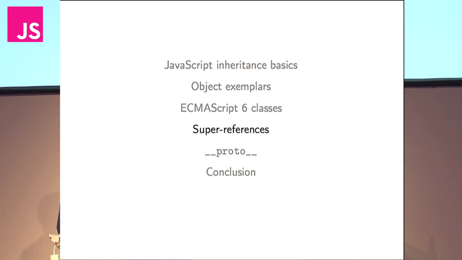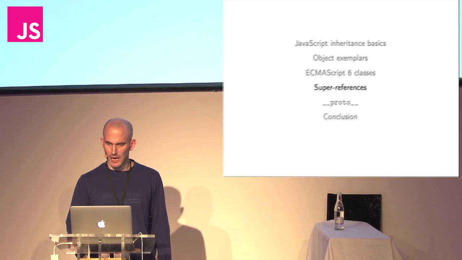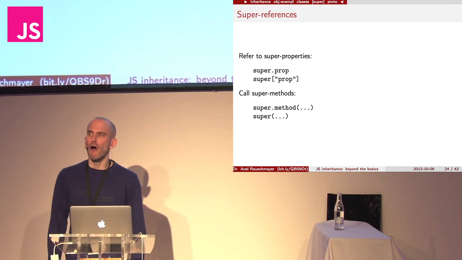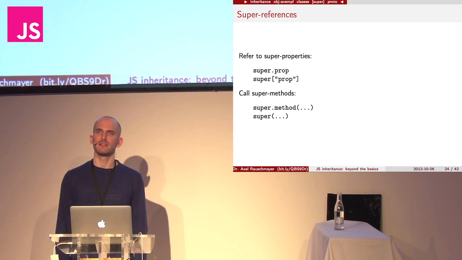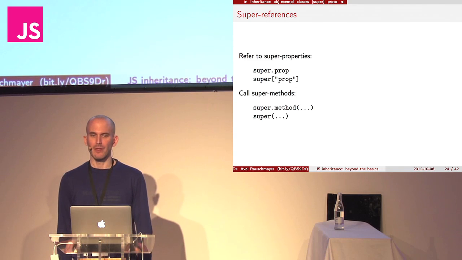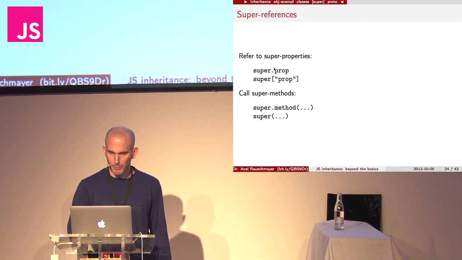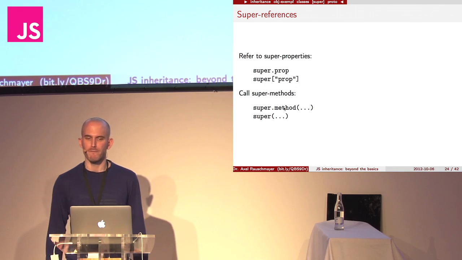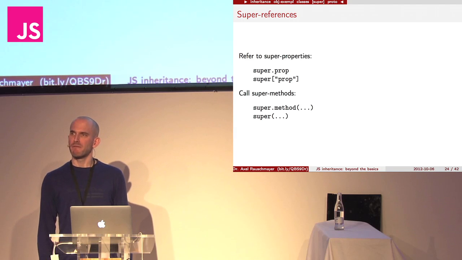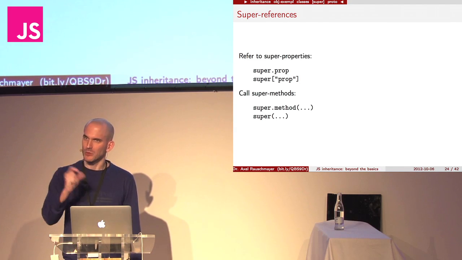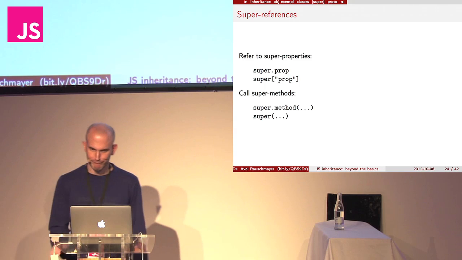So now we look at super references, how those work internally. And you will have 4 ways of referencing super properties in ECMAScript 6. Two are to reference properties, fairly obvious. Then you can call super methods, but you can also omit the name of the method, and then what's going to be filled in is the name of the current method. So that allows you a more concise way of calling the super method.